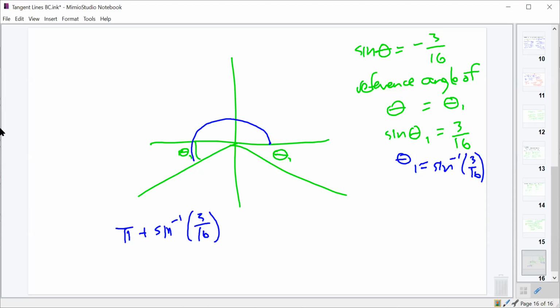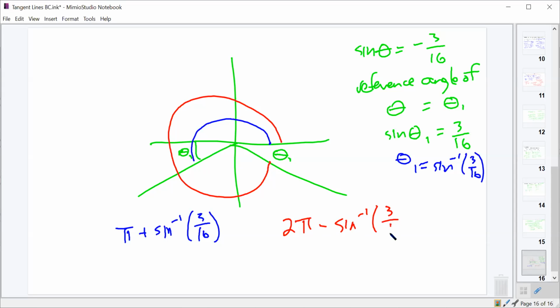And this other angle, which I'll draw in red, should be the full 2 pi minus theta 1. So 2 pi minus inverse sine of 3/16.